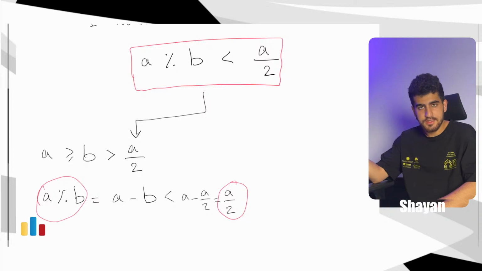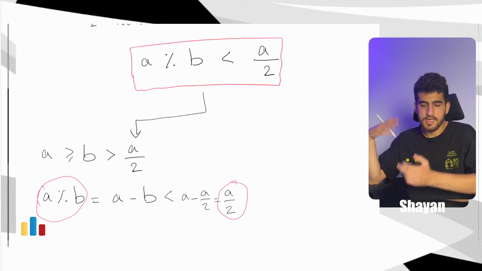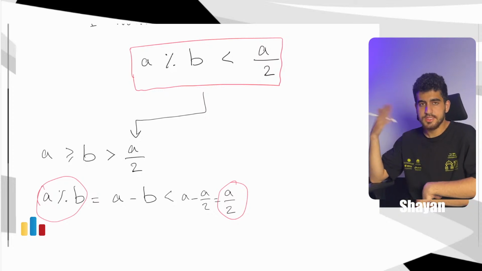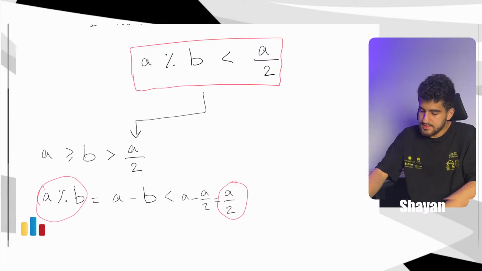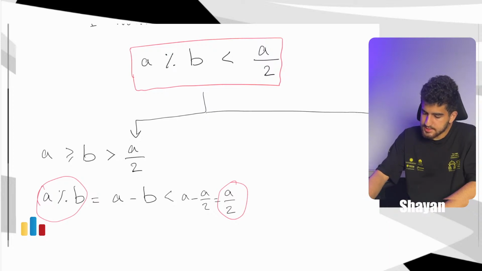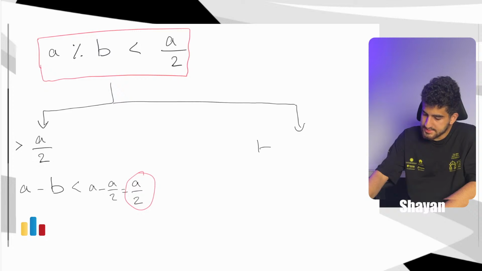If B is greater than A half, A modulo B is going to be less than A half, because A modulo B is going to be A minus B. So this is the first case. The second case is that B is less than A half.